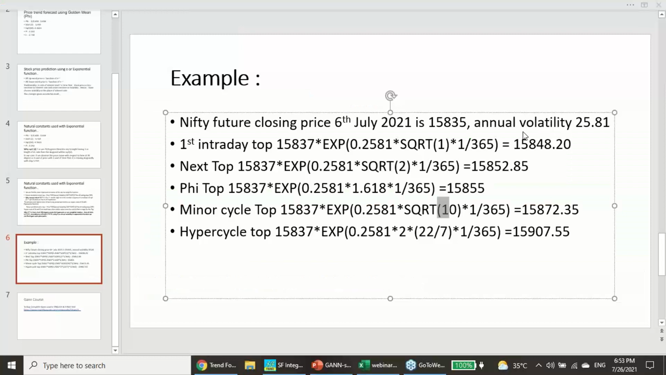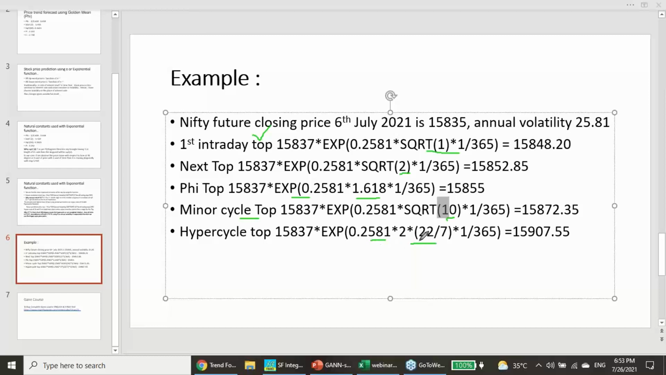I am using natural constants based on their own essence. My first top has no natural constant in its calculations. My second top has the square root of 2, which is a 45-degree slope. My third top is the Fibonacci 1.618 retracement level. My fourth, the minor cycle, uses the square root of 10, and my hyper top, which is the last of any cycle, uses 2 pi r, the circumference or 360-degree rotation of a price cycle.